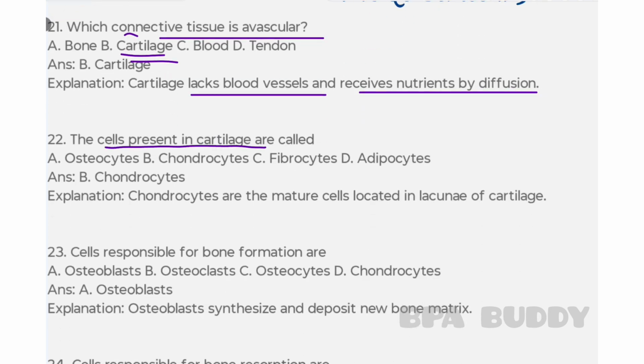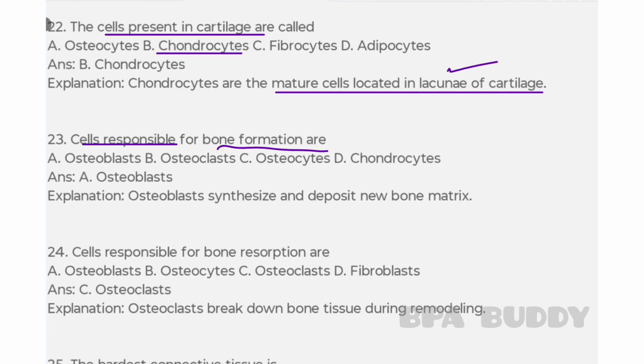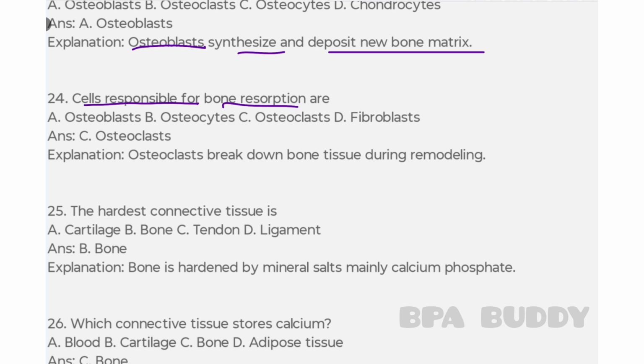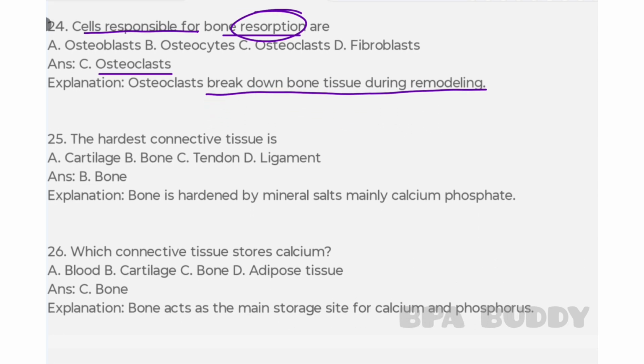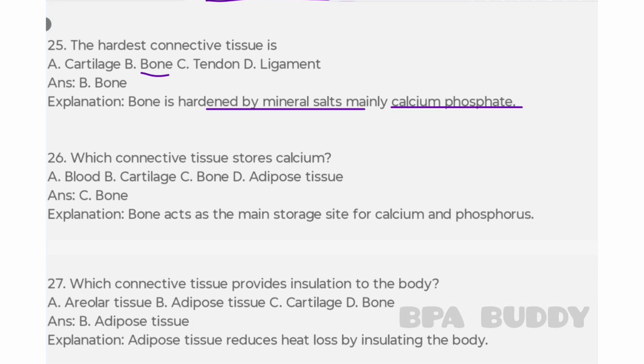The cells present in cartilage are called chondrocytes. They are mature cells located in lacunae of cartilage. The cells responsible for bone formation are osteoblasts and they synthesize and deposit new bone matrix. The cells responsible for bone resorption are osteoclasts. They break down bone tissue during remodeling. The hardest connective tissue is bone, and bone is hardened by mineral salts containing mainly calcium phosphate. Which connective tissue stores calcium? Bone. Bone acts as the main storage site for calcium and phosphorus.